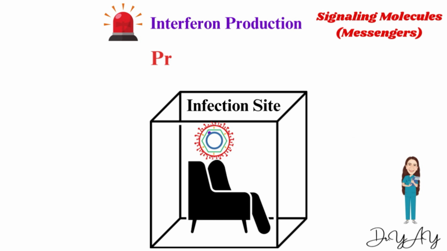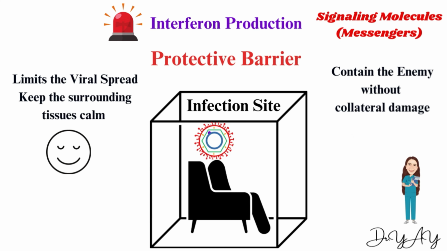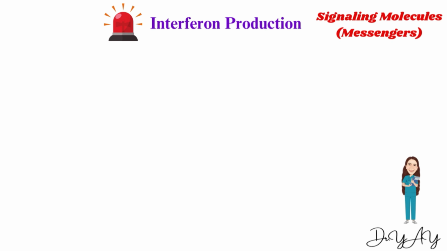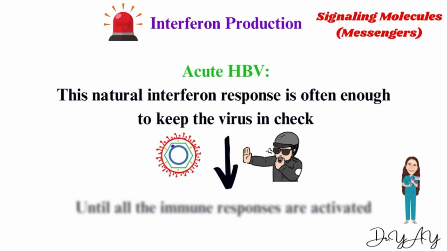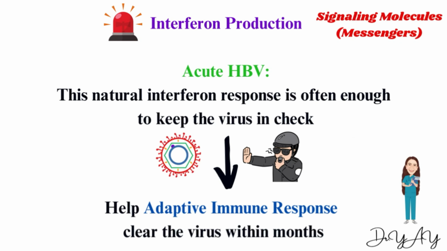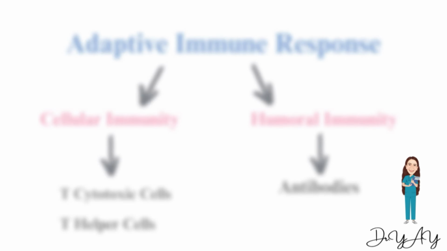Moreover, it creates a protective barrier around the infected hepatocytes, limiting the viral spread while keeping the surrounding tissues calm and inflammation low. A very smart strategy from the immune system to contain the enemy without collateral damage. And so, this natural interferon response in the acute hepatitis B infection will keep the virus in check until all the immune responses are fully activated, and this coordinated effort will help the adaptive immune system clear the virus within months from infection. Because despite the efforts of the innate immune system, it's not enough to fully clear the virus on its own. And here the adaptive immune system steps in.